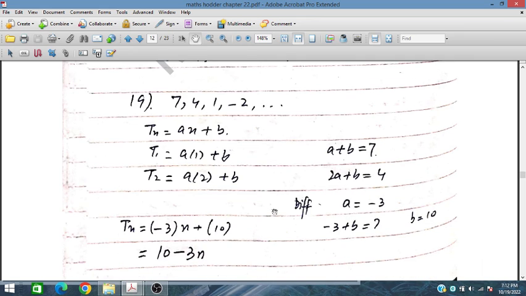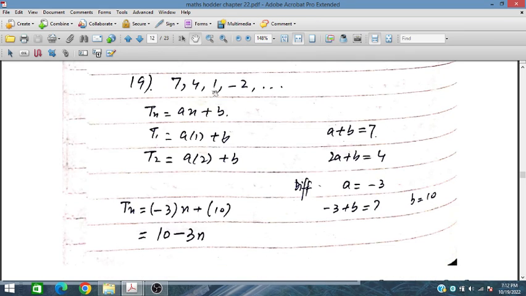And now number 19. So we have 7, 4, 1, minus 2. So this is an plus b, and we place n is equal to 1. So t1 is equal to 7. For n is equal to 2, we have term 2, that is 4. On solving we get a is equal to minus 3, and by placing this minus 3 here, b is obtained as 10. So we can write here minus 3 and 10. In place of a, minus 3. In place of b, plus 10. So this is minus 3n plus 10, or we can say 10 minus 3n. Both are the same.